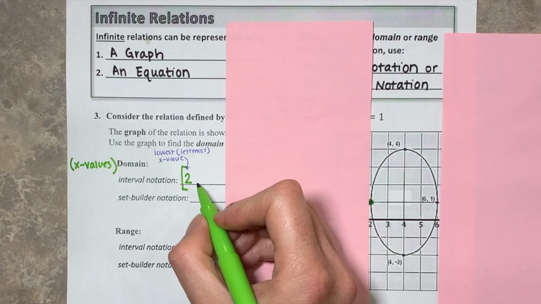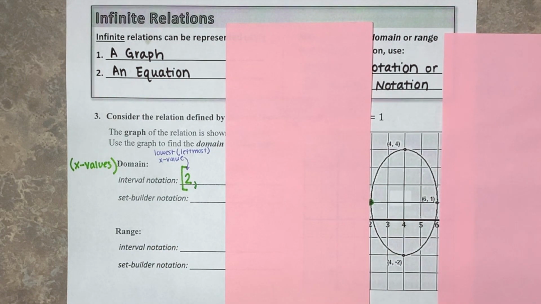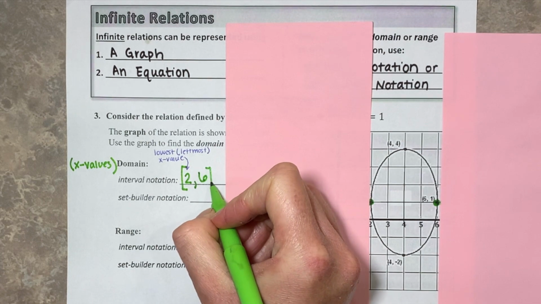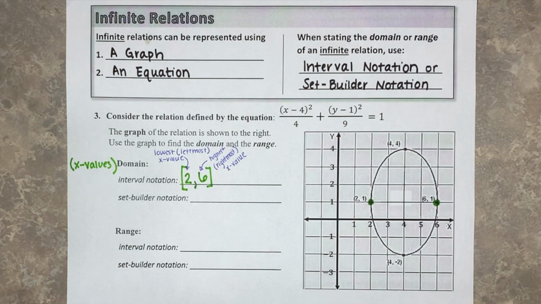Then we put a comma, and we list our highest x value. Since the x-axis runs from left to right, the highest x value is going to be the x value furthest right. This point here is furthest right on our graph, and the corresponding x value is 6. So we'll put a 6 right here, and again, we want to include that, so we'll use a bracket.